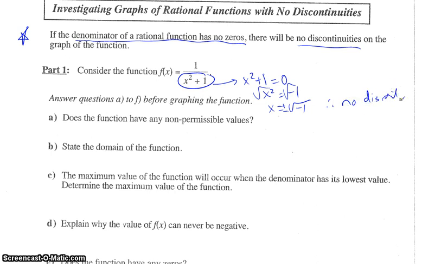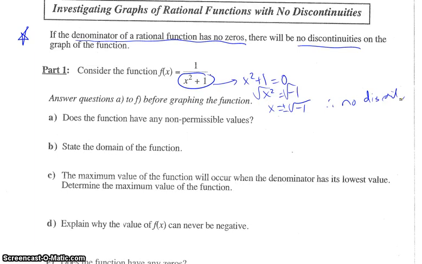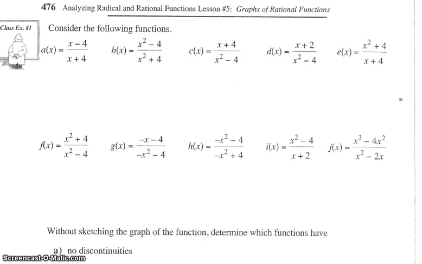All right, so we're going to skip this investigation part and we're going to go to the next example. Looking at example 1, we're going to go through each of these functions that they've given you, and we're going to talk about whether they have any asymptotes, horizontal or vertical, and whether they have any point discontinuities.